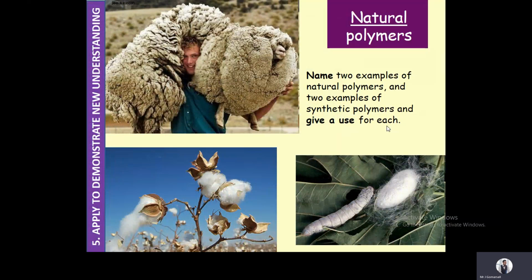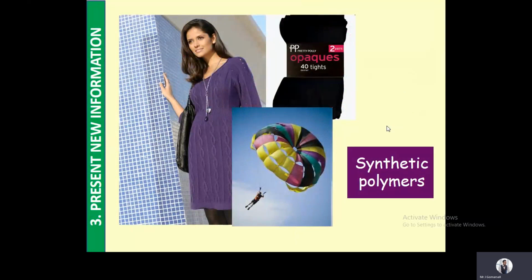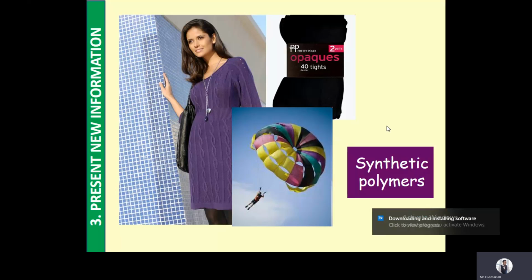I'd like you in your book to give 2 examples of natural polymers and 2 examples of synthetic polymers. Obviously, these 3 are all natural polymers. These 3 are synthetic polymers. So here she's wearing a dress made out of probably wool, maybe a bit of lycra, maybe a bit of another polymer. The parachute here is made out of a number of different polymers, and the tights there are polymer tights. They are made of probably lycra.